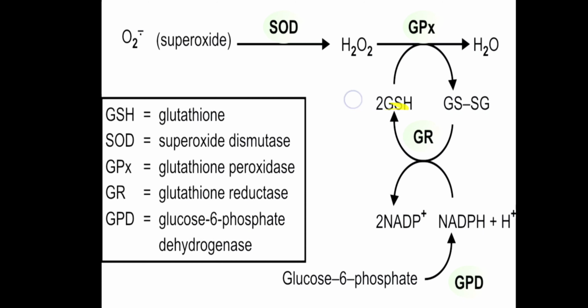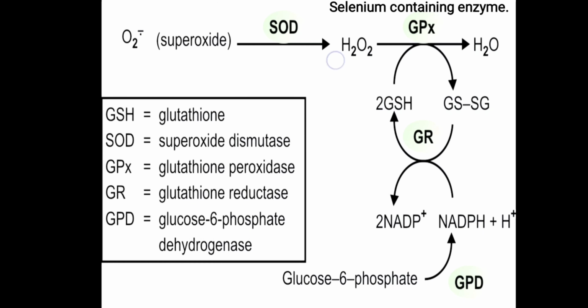Suppose this molecule is not present in the reduced state, then the H2O2 level will increase inside the cell, and that will lead to various free radical activity. So simply, you have to remember the free radical scavenging activity of glutathione. Glutathione plays a crucial role in free radical reduction, or reducing the level of free radicals inside our body.